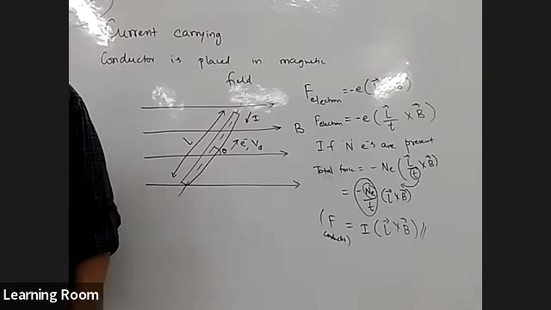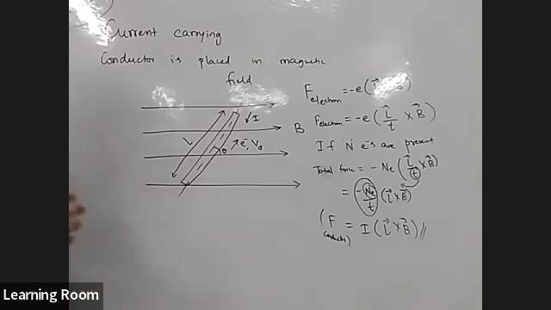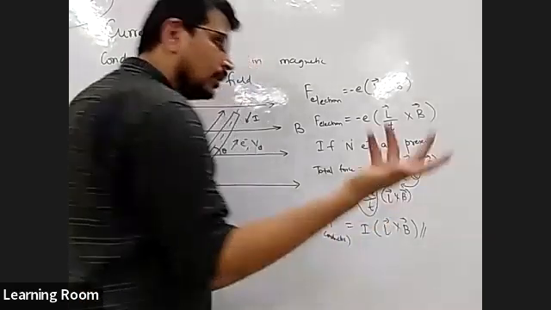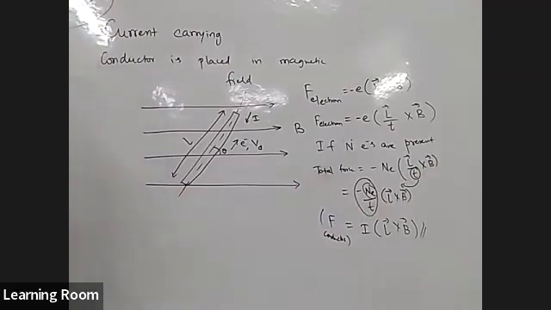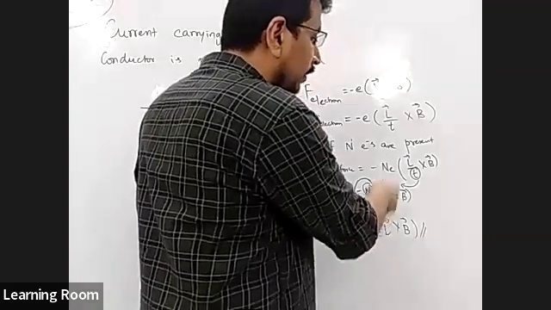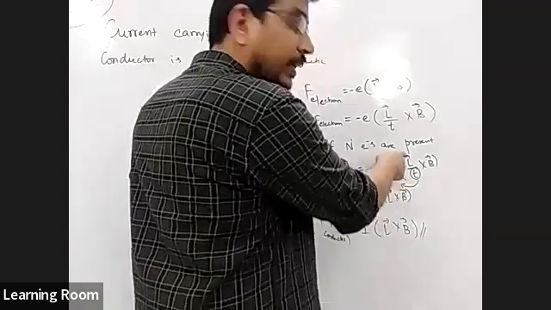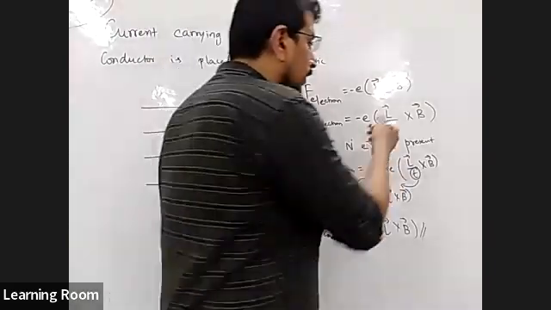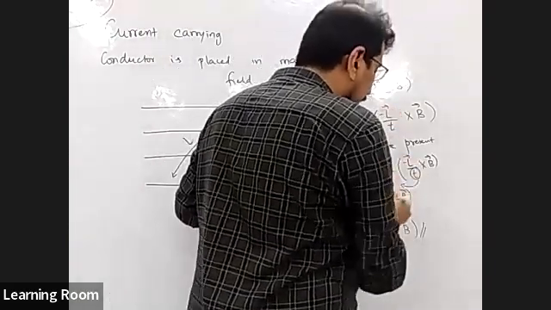See, if at all you want to take L vector, take it in the direction of current itself. So what I would suggest is, this L vector, we have taken it in the direction of velocity, right? So what we can say here is you can put a minus sign here.